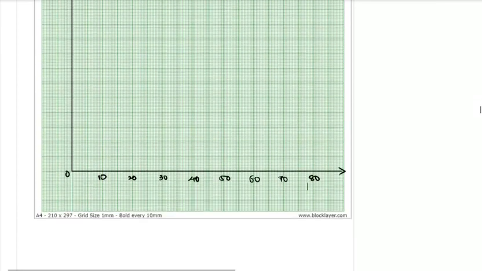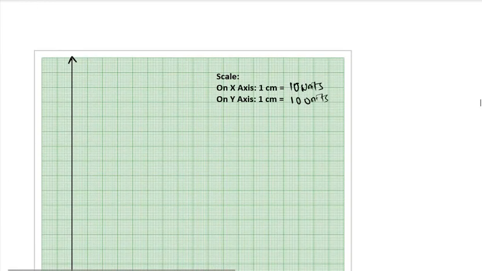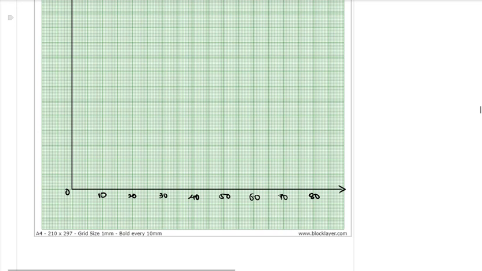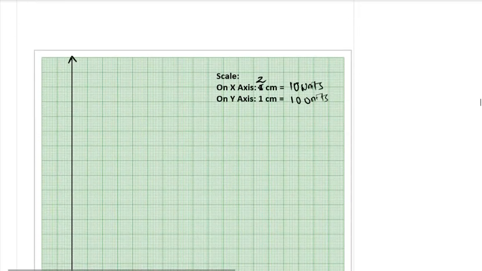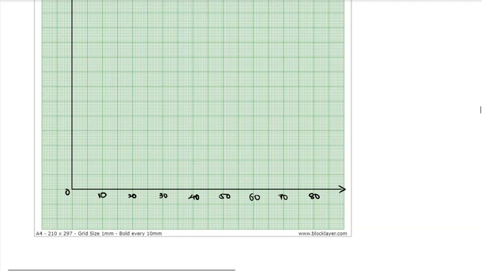Great. Okay. So I'm just going to make some change over here on x-axis. 2 centimeter is equal to 10 units. On y-axis, I took 1 centimeter is equal to 10 units because I have to reach up to 160. So 0, 10, 20, 30, 40, 50, 60, 70, 80, 90, 100. I can't afford to take a larger scale. This is perfect. 110, 120. Let's go up.